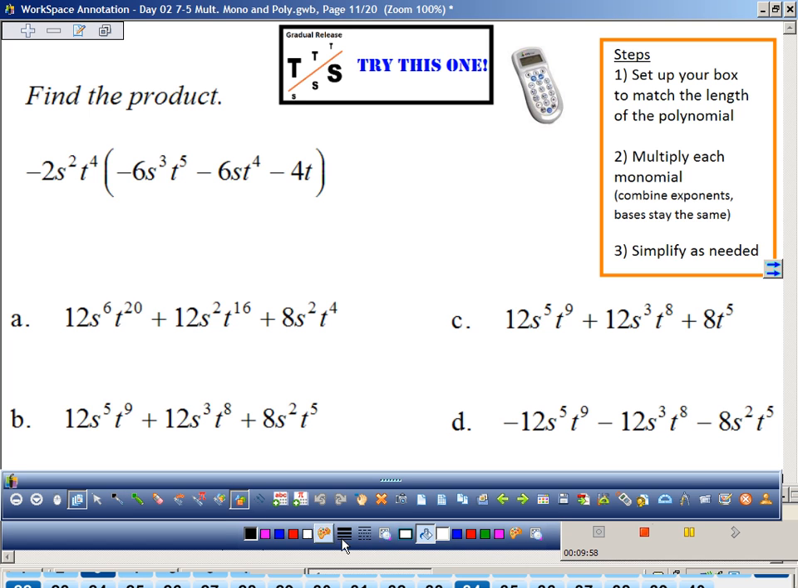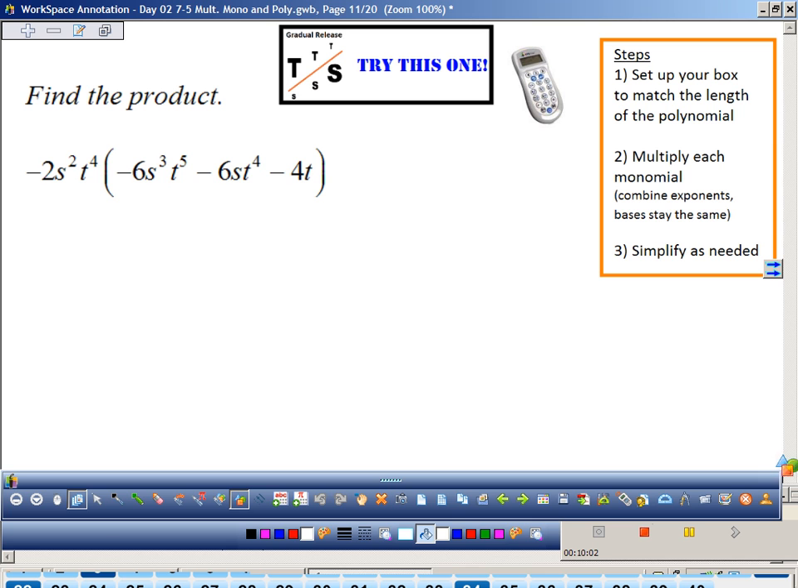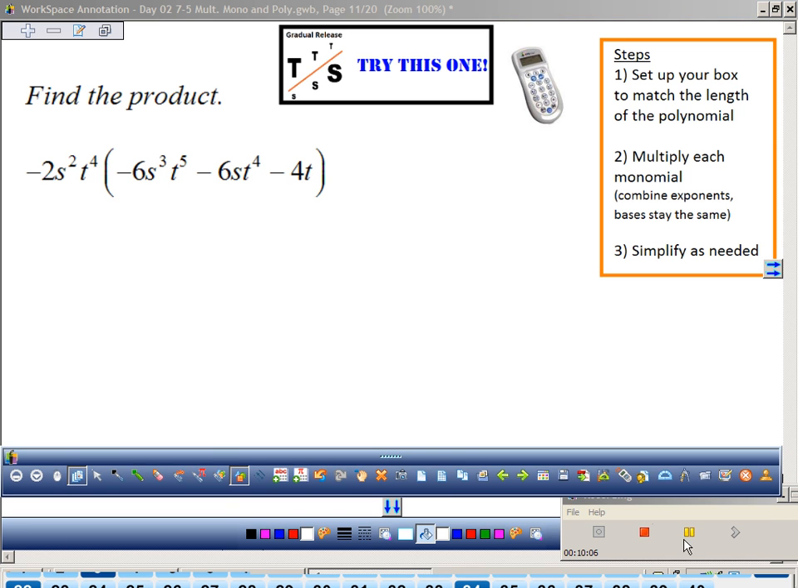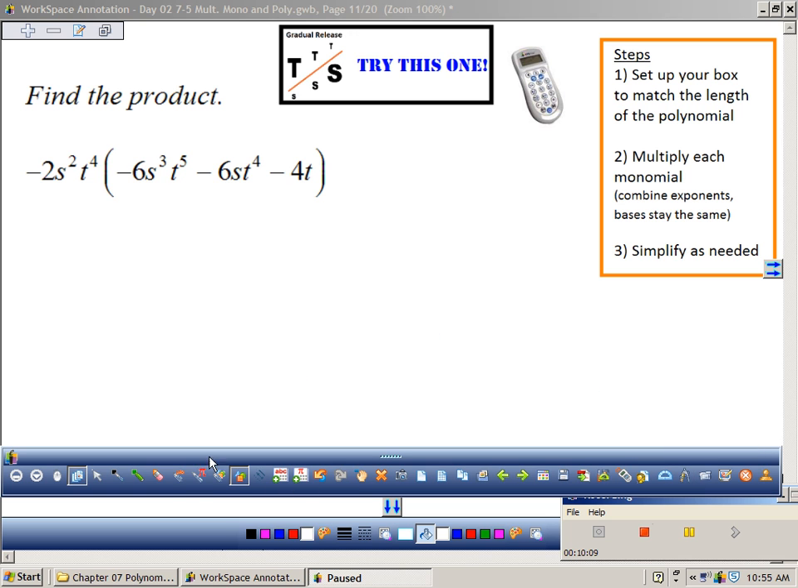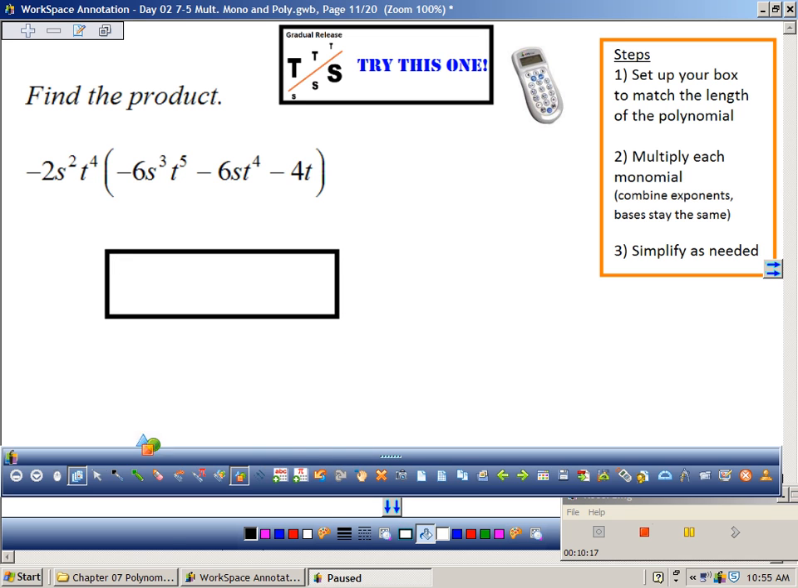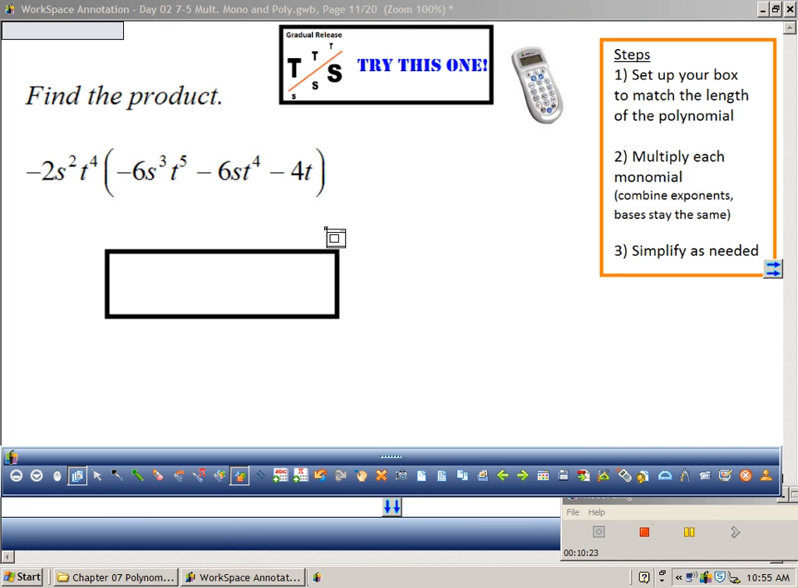Find the product. So I'm going to go ahead and cover these up and work it out. Okay, so I'm not going to use clickers. I'm just going to draw a box. I can actually just copy and paste these. That would be easier, right?